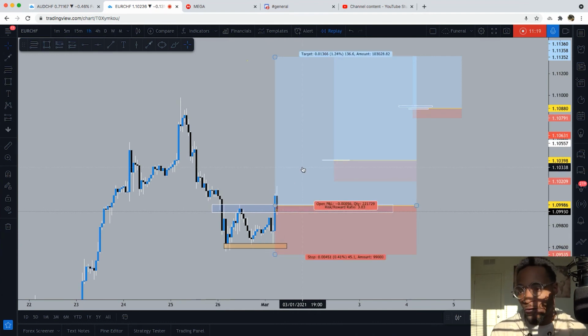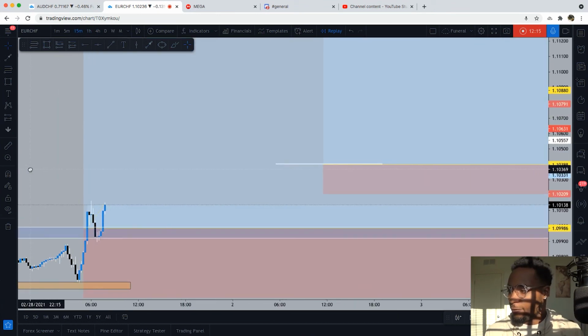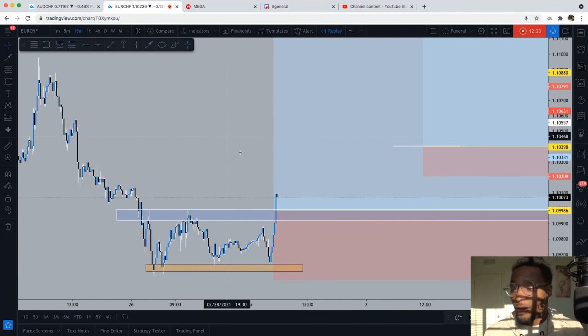Okay, so we found this trade idea, this position, for a 3R risk to reward. And if we play it forward, let's move out to the 4-hour. And okay, if we play it forward, let's go back. On the 15-minute time frame, we placed our entry at recent resistance, now turned support.